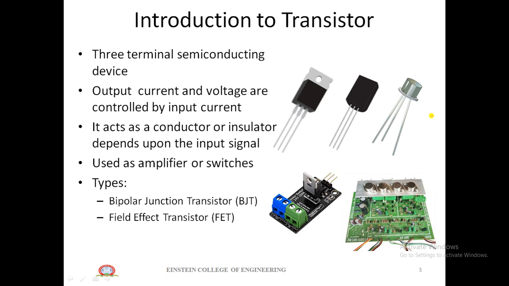Bipolar junction transistor means, from the name itself, it is said that bipolar. So here both electrons and holes take part in the conduction process. So it is called bipolar junction transistor.